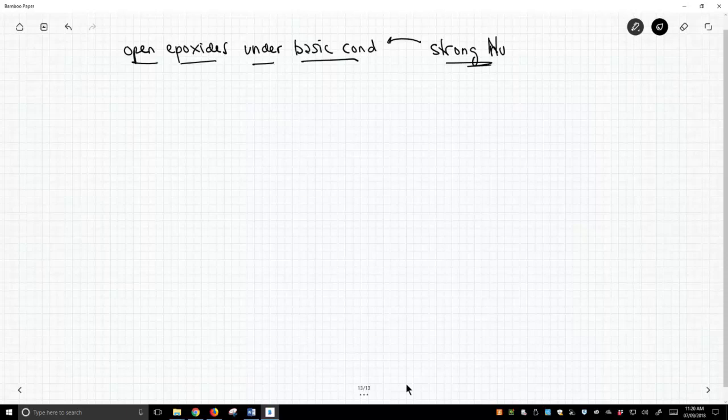Strong nucleophiles. Okay, so let's look at an epoxide. Same epoxide we've seen before with the acidic conditions. Here's our epoxide. Now, under strongly basic conditions, we're not going to be able to protonate our epoxide. So in the previous example, we protonated the epoxide. Let's draw that down here.